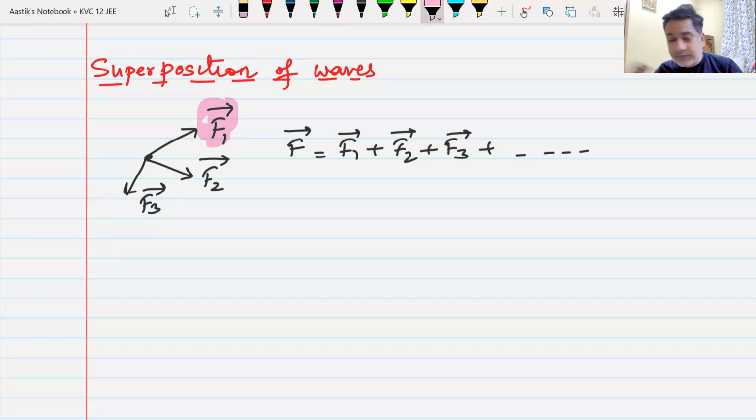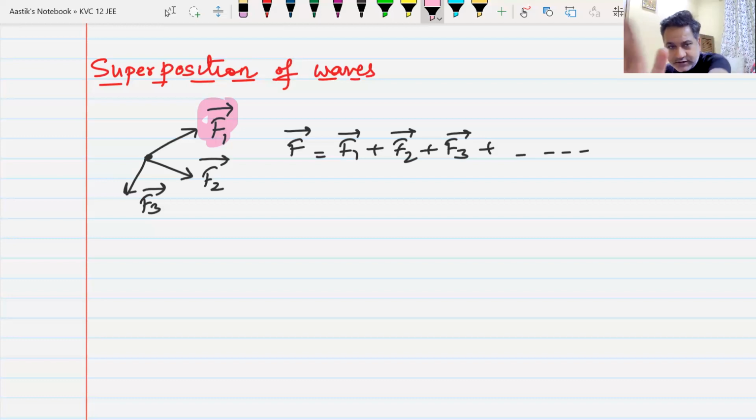Now, the same principle can be applied for waves. When a wave is traveling, when a wave is moving, when a wave is propagating, the particles are oscillating. They are moving up and down. You might have seen a water wave. When you create a wave in water, the wave moves like this forward, but the water particles are moving up and down. Do we understand this?